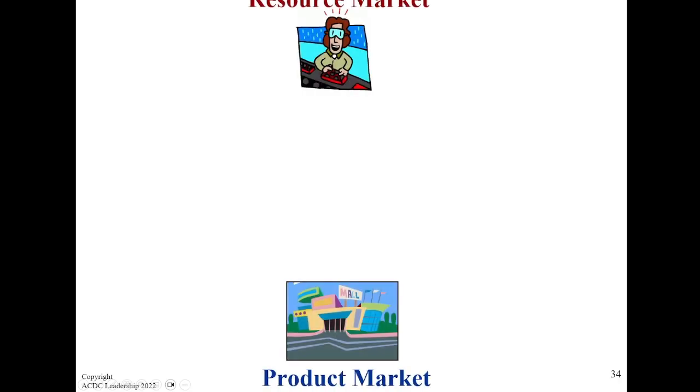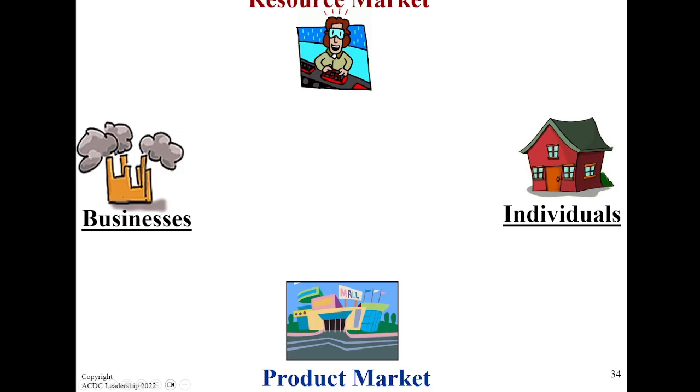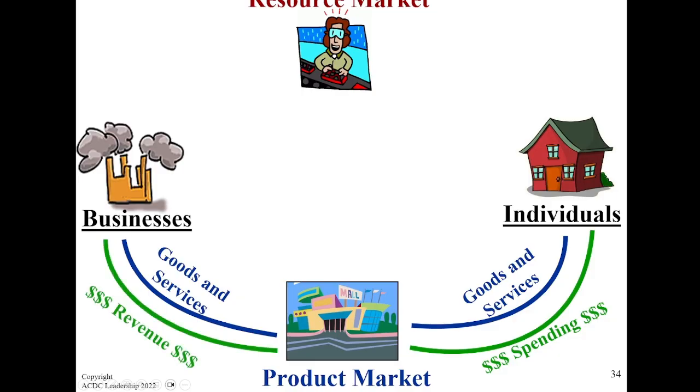We'll place our two markets like this, and then we'll have businesses and individuals like this. So we'll start off. Businesses will be putting goods and services into the product market, and they will get sold to individuals. And then individuals will spend in the product market, and the revenue goes to the businesses. So this is our first part of the circular flow model.